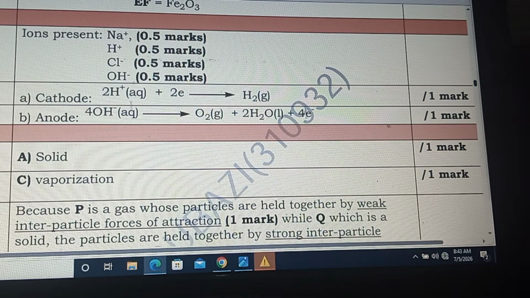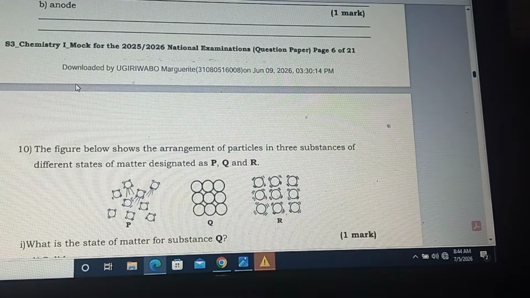At the cathode, we have the hydrogen ion, and at the anode, we have the hydroxide ion. You see the hydrogen ion with 2 electrons forms hydrogen H2, and then balance. The hydroxide ion forms oxygen and water with 4 electrons, and then balance the equation. Let's continue with question 10.